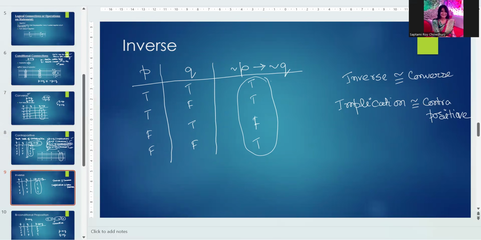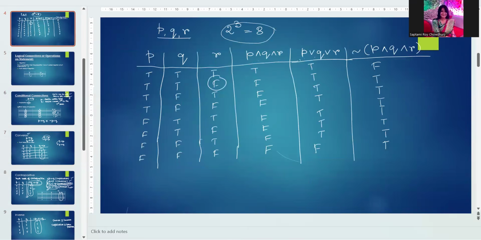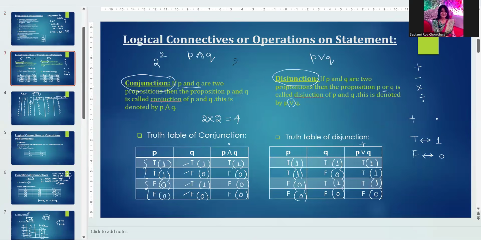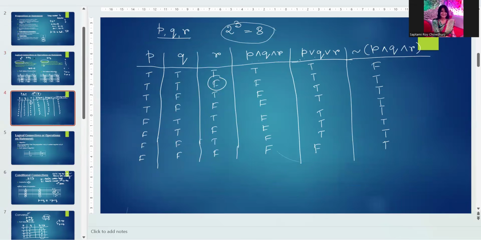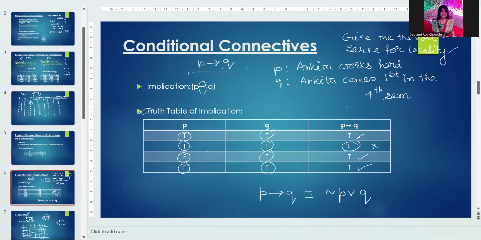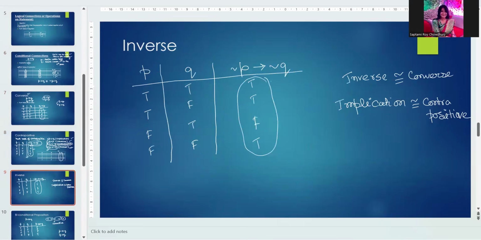I think up to this part, there are no other doubts. Again, I will go from the first slide: what is called propositional logic or statement. Next, we go for the logical connectives, that is conjunction, disjunction. Next, we will construct a table with three propositions or statements. Next is the negation. Next, conditional connectives: implication, converse, contrapositive, inverse, right?